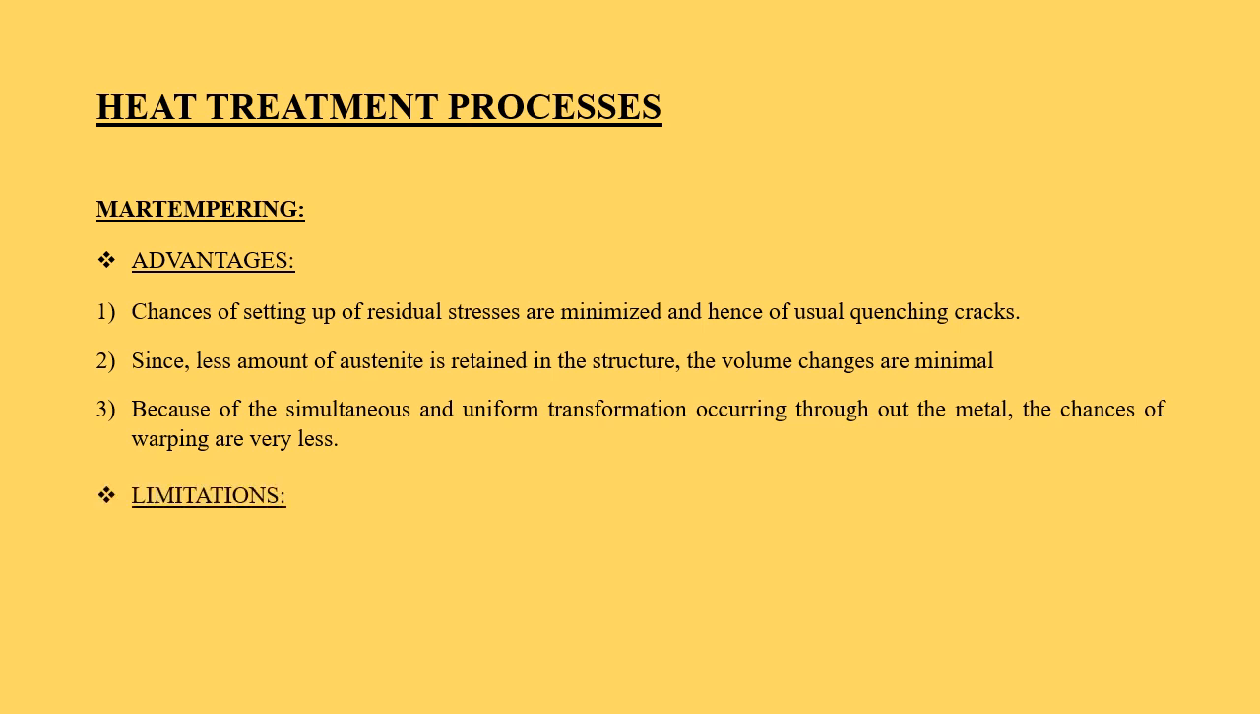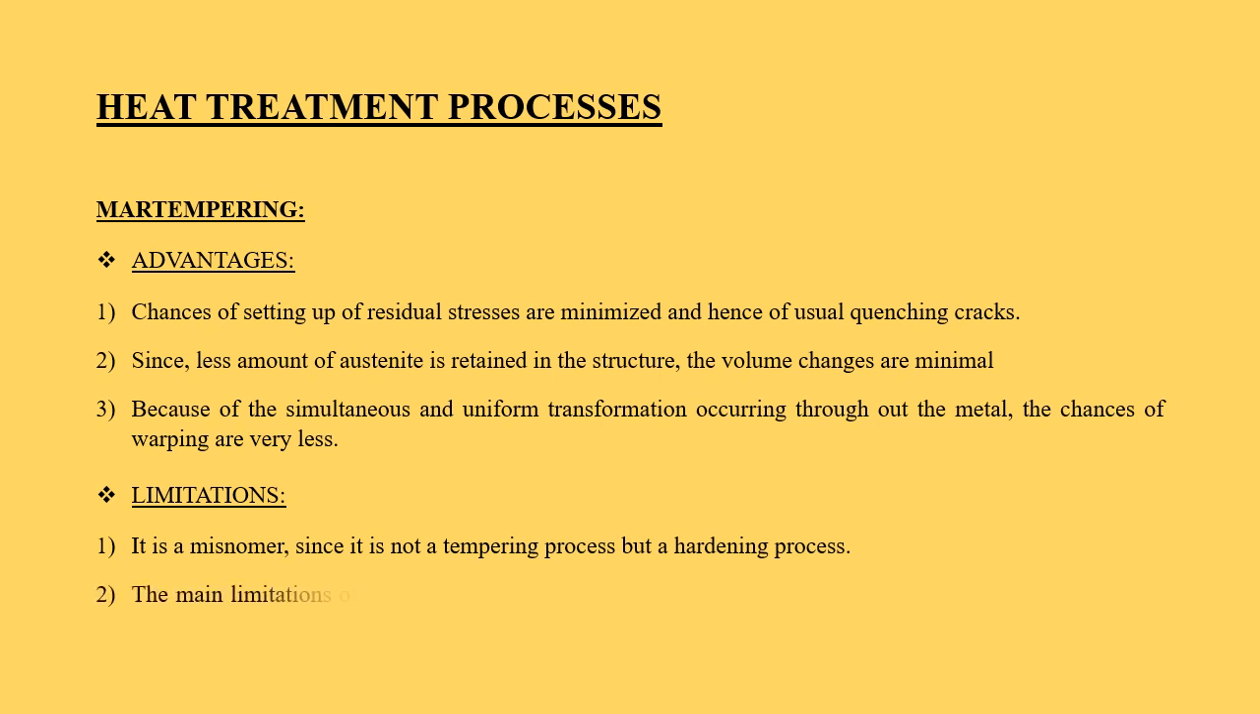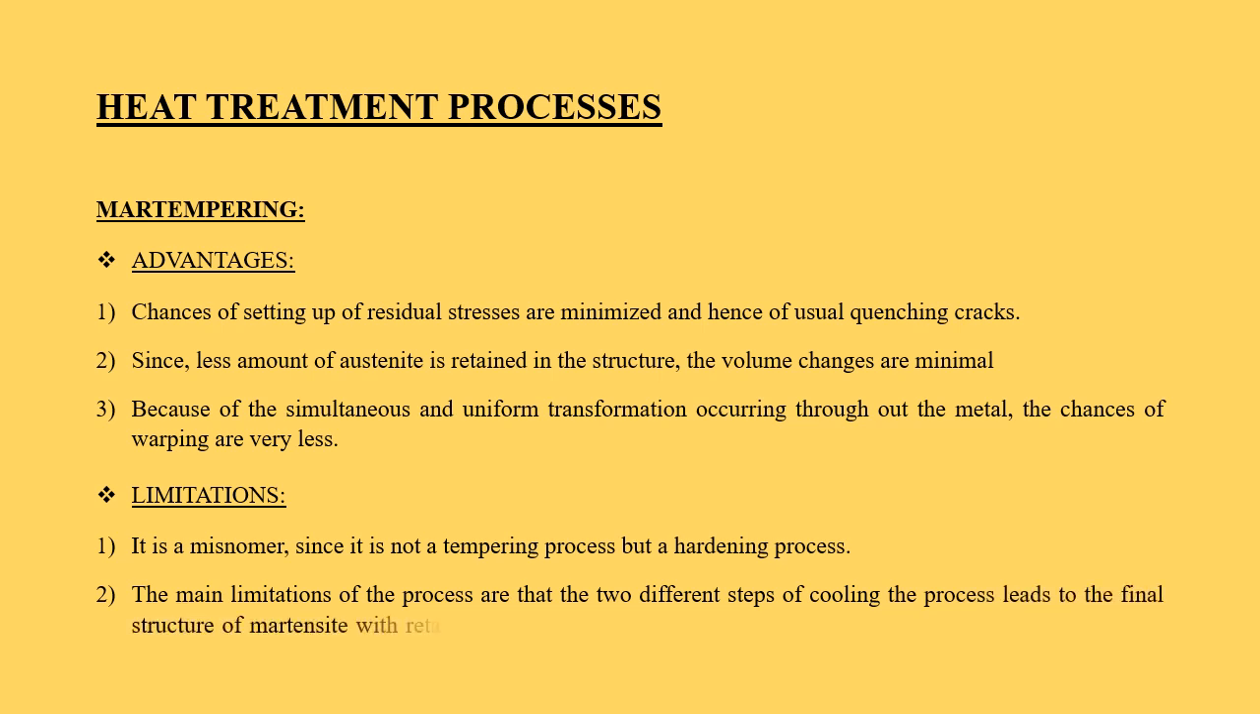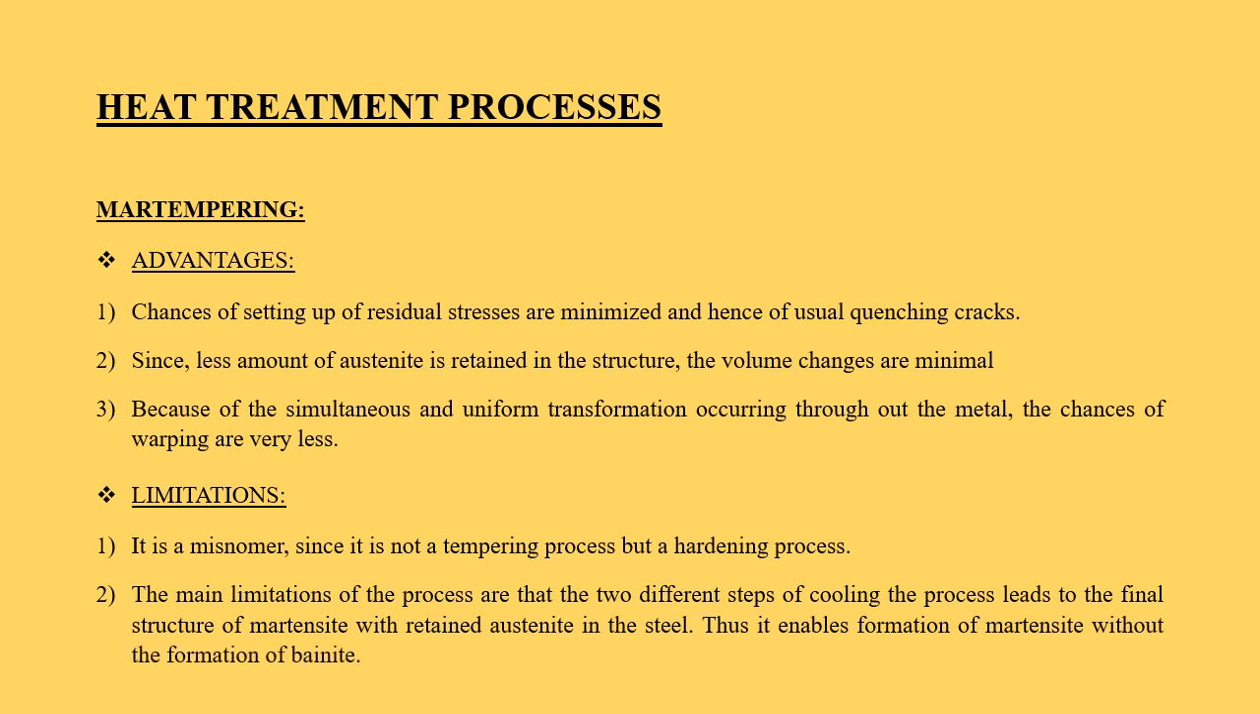The limitations of this process are: since it is a misnomer, it is not a tempering process but a hardening process. The main limitation is that the two different steps of cooling lead to a final structure of martensite with retained austenite in the steel. Thus, it enables the formation of martensite without the formation of bainite.